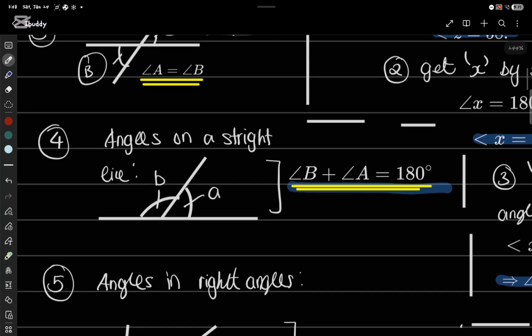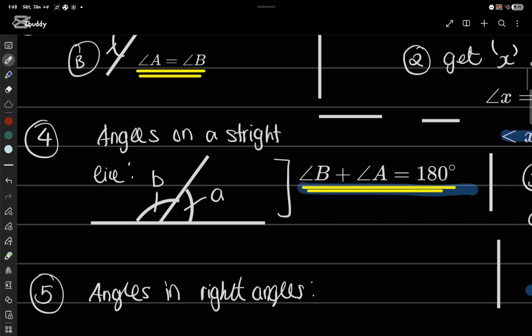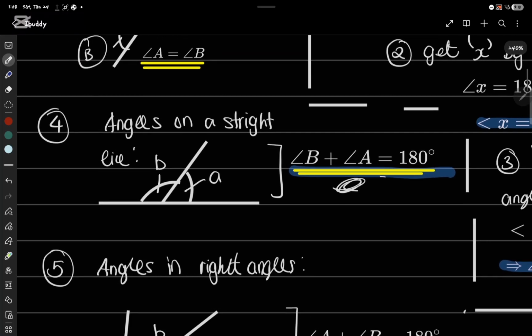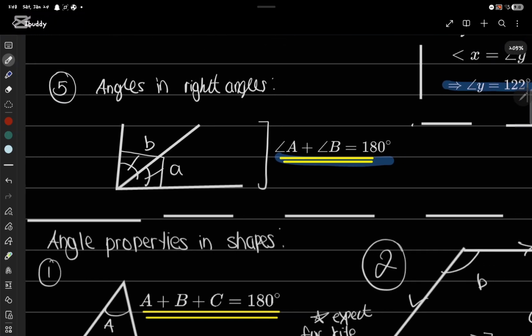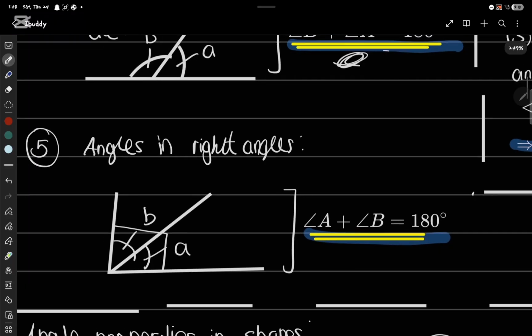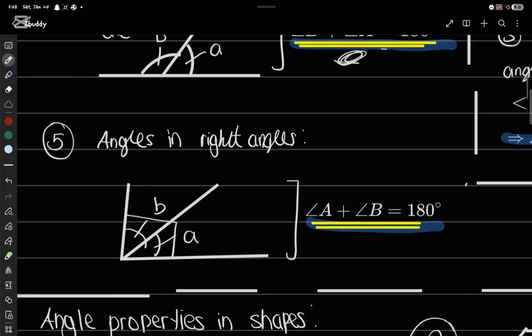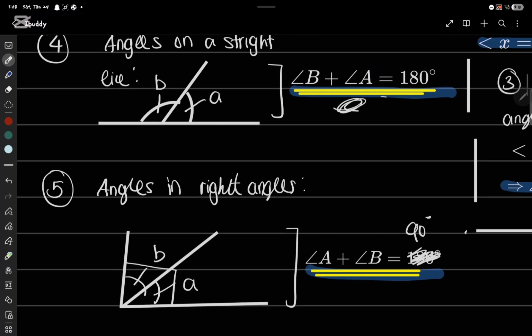Our fourth angle property is that when two angles are on the same straight line, they add up to 180, as you see in that mathematical expression right there. So A plus B equals 180 because they're on the same straight line. Our fifth rule is that when you have a right angle and in that right angle you have two angles, those two angles will add up to 90 degrees, not 180. That was a misclick. But these two angles will add to 90.